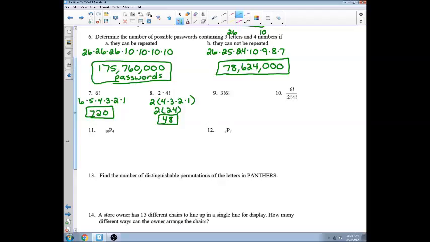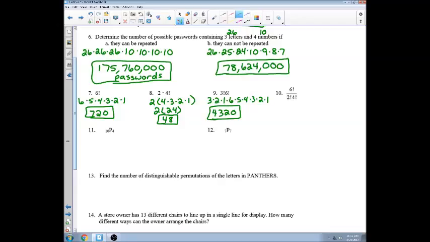Alright, on to problem 9. I have 3 factorial times 6 factorial. So 3 factorial times 6 factorial would get me 3 times 2 times 1 times 6 times 5 times 4 times 3 times 2 times 1. If you multiply that completely out, I end up with 4,320.